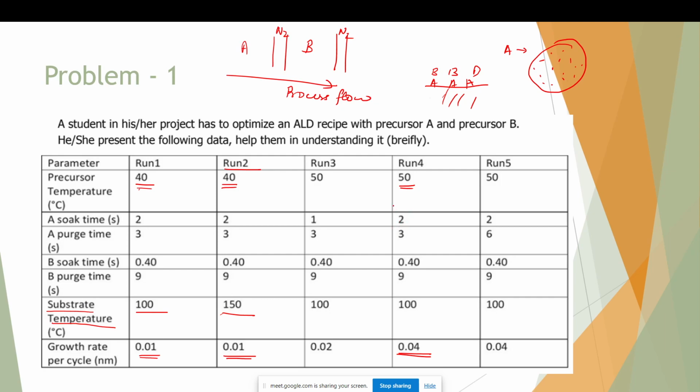So what does that mean? That means there is more A present in the chamber, and that is filling the rest of the vacant sites that were not filled in run 1, and that is why we are getting a higher growth rate. So although the temperature was optimum in run 1, the dose was not optimum, and just by increasing the precursor temperature he is able to get a better growth rate. I hope it makes sense. Is that okay?